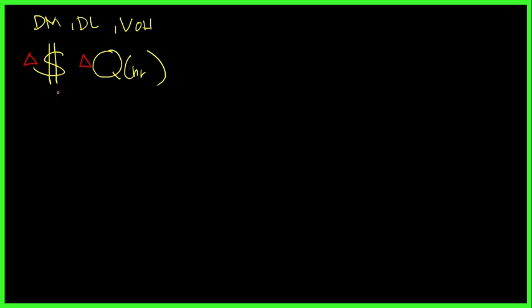So for changes in the price, for example in direct materials, this is your price variance. For direct labor, this is now your rate variance. And for variable overhead, this is now your spending variance.